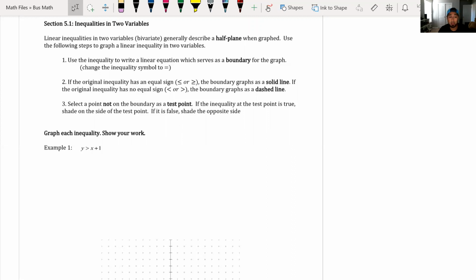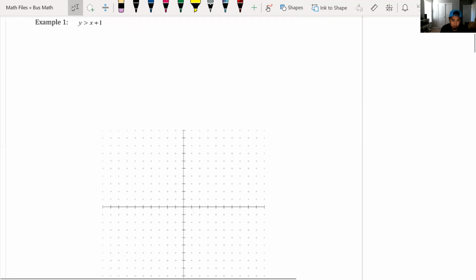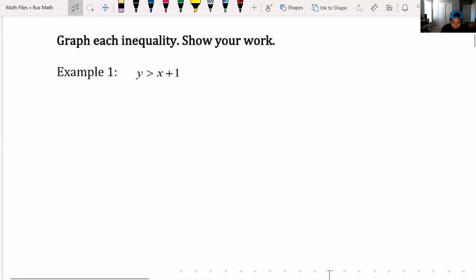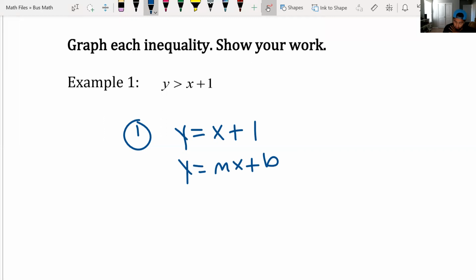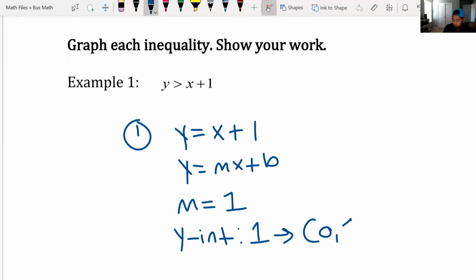Example 1, y is greater than x plus 1. So our first step is to make it into y equals x plus 1. Well, this one's going to be pretty straightforward to graph. We can use the slope and the y-intercept for this one, right? So if we look at it in the form y equals mx plus b, the slope from the original equation happens to be 1. And the y-intercept is also 1, which we translate into a point, 0, 1.